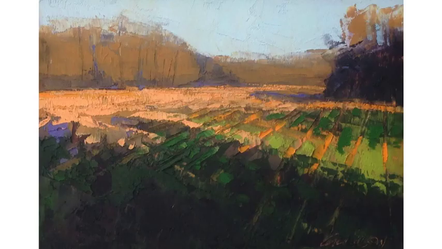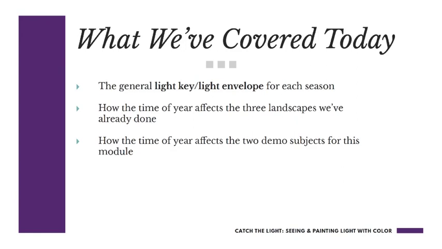So what we've covered today is the overall general light key, light envelope for each season, how the time of year affects the three landscapes we've already done, because we've already dealt with some landscapes that are affected by time of year, and how the time of year affects the two demo subjects that we're going to be diving into for this module. So let's get started and mix some paint.